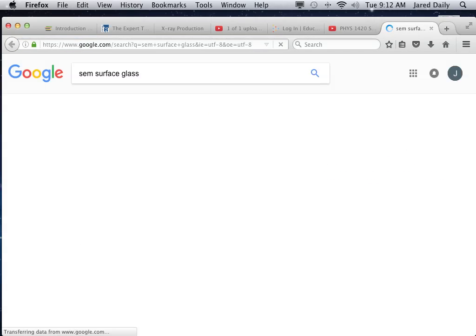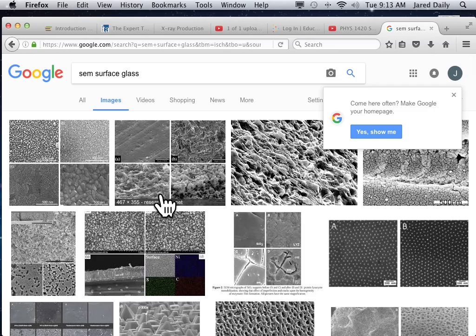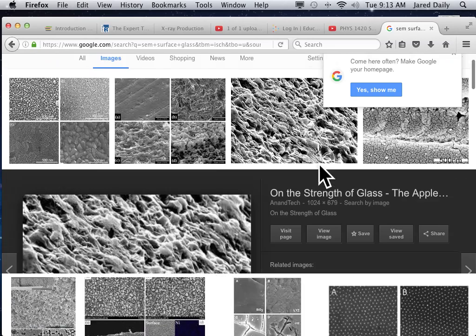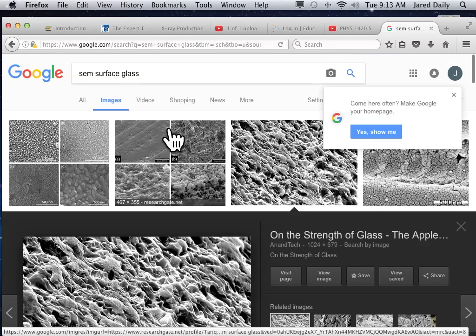This is what the surface of glass looks like under a scanning electron microscope, for example. You know, glass that is just smooth as smooth can be, that's what it looks like under a scanning electron microscope. And there's another type of microscope called a tunneling electron microscope that'll give you even higher resolution.